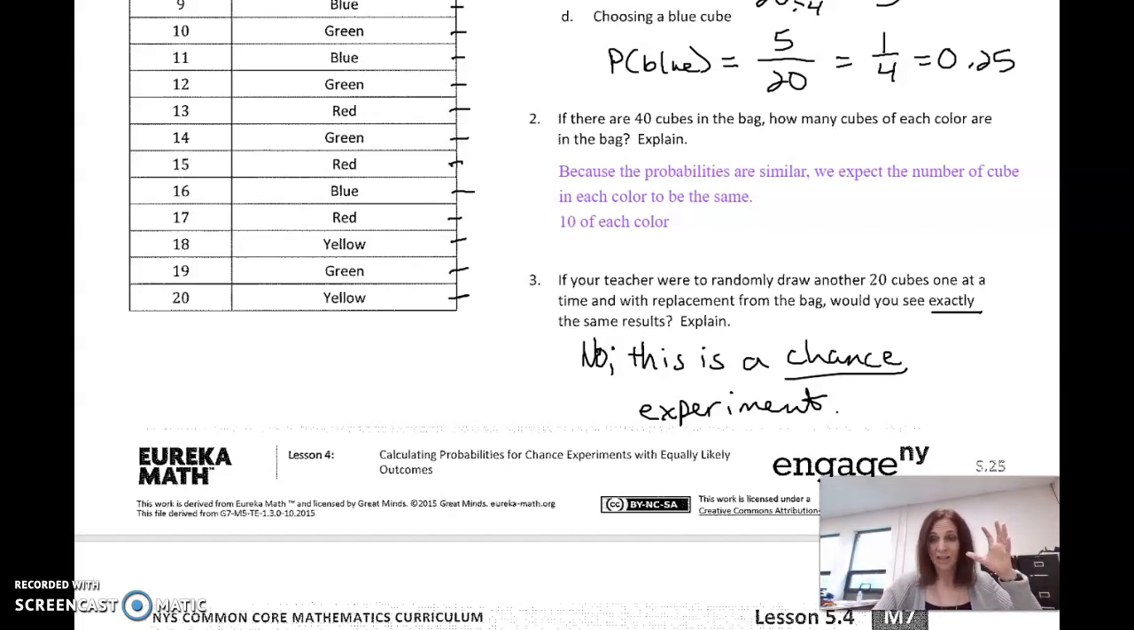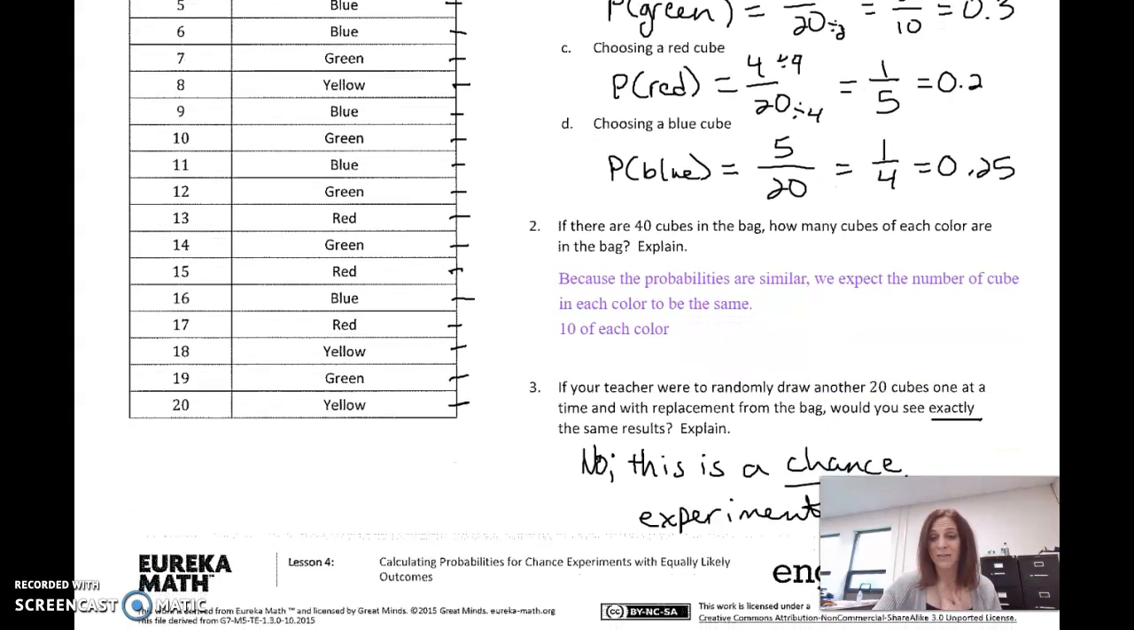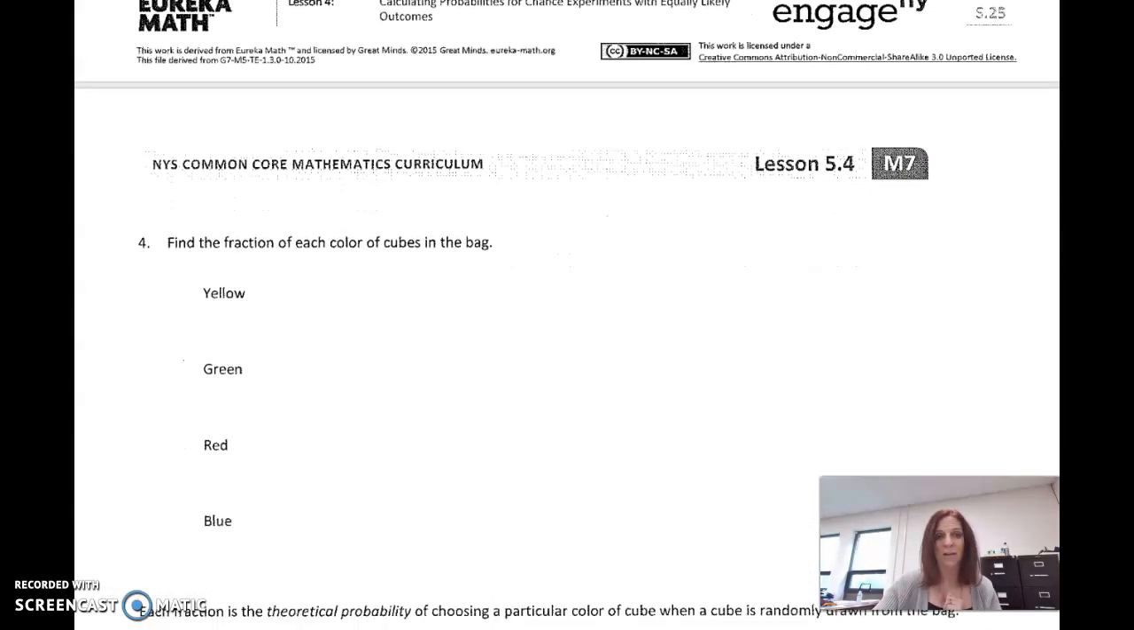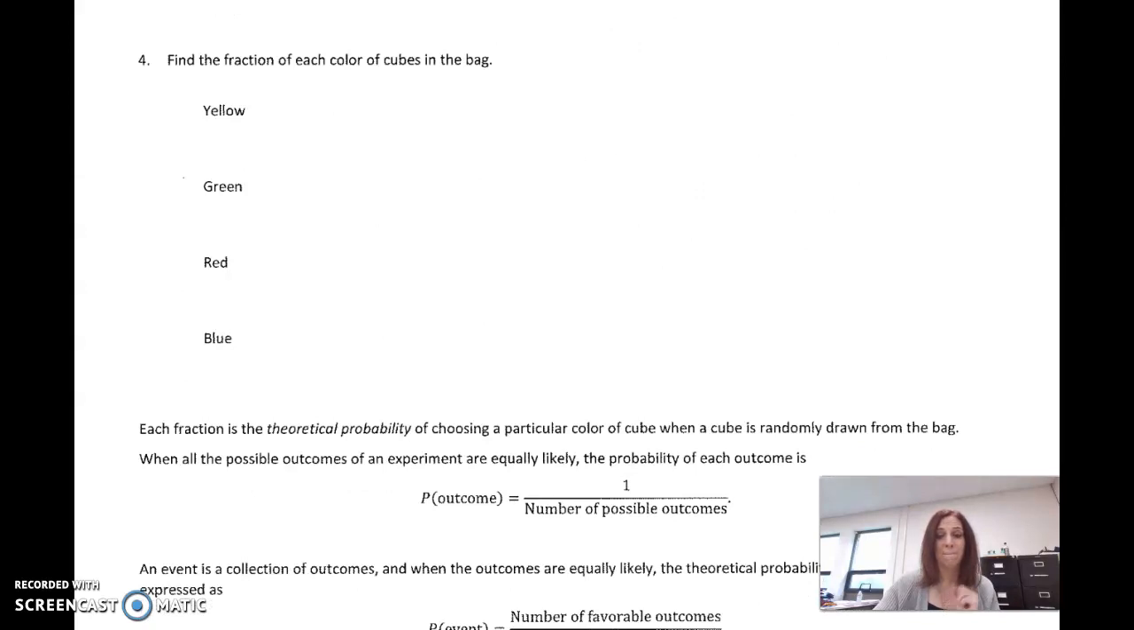So we only change our thinking a little bit. This is called experimental probability because it's based on experiment. This isn't theoretical. This is experimental probability, right? It's based on experiment. We're going to be running into something we'll talk about in the next video, theoretical probability. And for that, we're going to need this information. It said, find the fraction of each color of the cubes in the bag. Well, we're going to go with there's the same number.